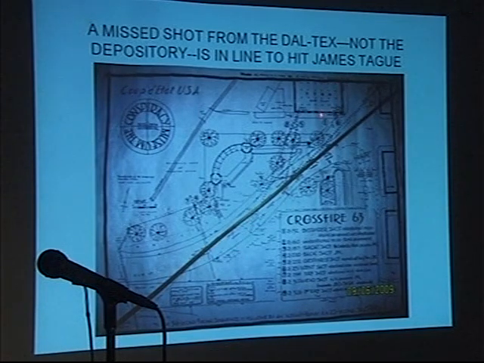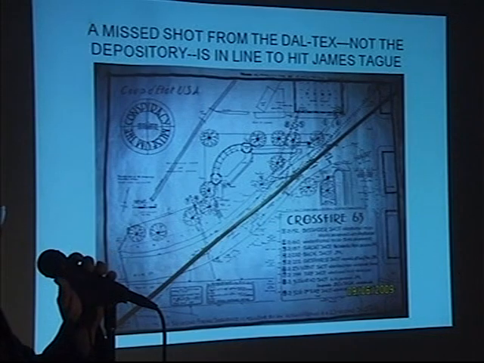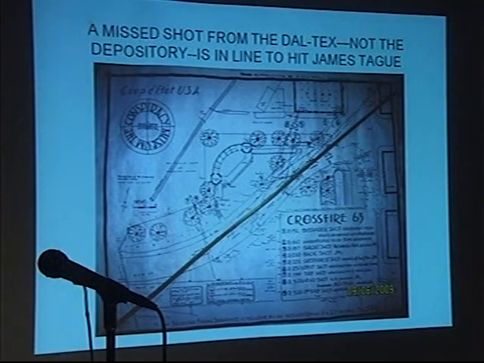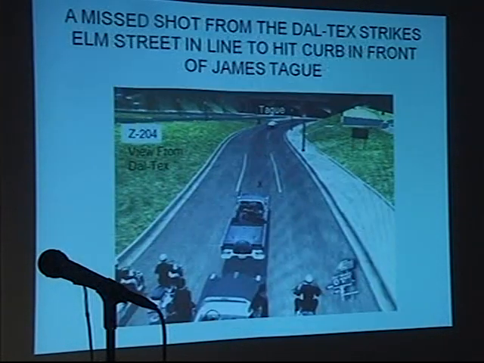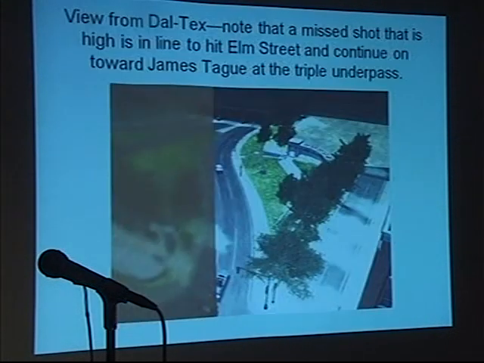If you try to do this from the Book Depository, the shot would have to be fired to be in line to hit that curb. It would have to be around frame 440 when the assassination was over, and that's why Bob Groden and others have said that they feel the shot had to come from the Dal-Tex, or Bob Groden even suggested the County Records building. Next slide. And here's 204, and the bullet is in line to hit Tague. Next slide. Here's a view from the Dal-Tex. It's in line to hit James Tague, who's standing right about here.